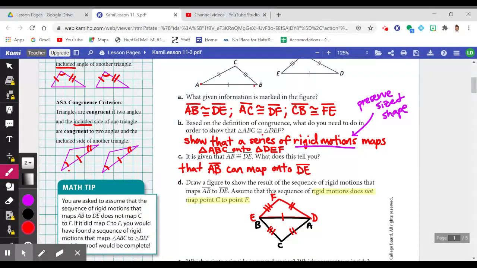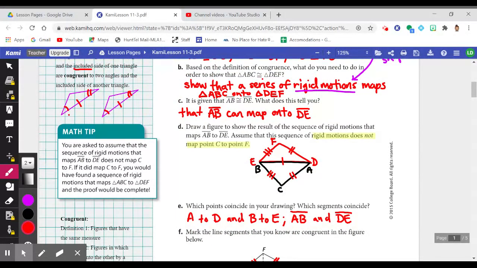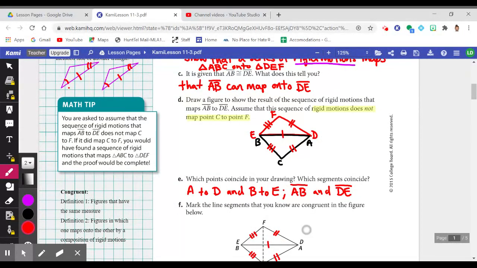Item C says it is given that side AB, or segment AB, is congruent to segment DE. What does this tell you? I know some of you probably said they have the same measure, but we're really trying to get into this second definition of congruency here. So I said that line segment AB can map onto DE, and that's what they want us to do on part D. Show that, and this is my drawing, and it actually looks very similar to one you'll see on F.